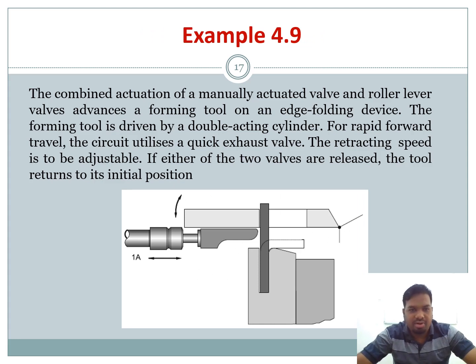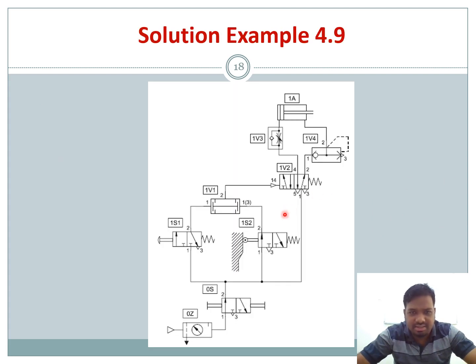Okay, example 4.9: the combined actuation of a manually actuated valve and a roller lever valve advances the framing tool on an edge folding device. The framing tool is driven by a double acting cylinder. For rapid forward travel, the circuit utilizes a quick exhaust valve. The retracting speed is to be adjustable. If either of the two valves is released, the tool returns to its initial position. Here you have the situation, so you will see the circuit.